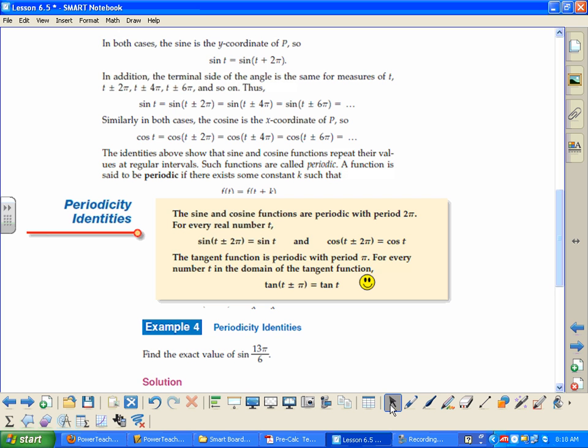And these should just make sense to you: as the period is 2 pi for sine and cosine, if I go all the way around the circle once, I end up right back at the same spot. Okay? Or the same with tangent.